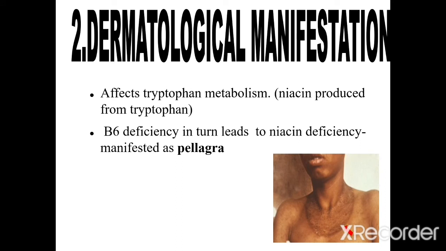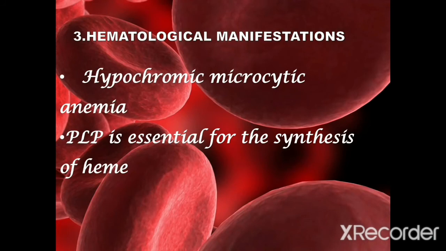Dermatological manifestation. Deficiency of B6 will affect the tryptophan metabolism because niacin is produced from tryptophan. And B6 deficiency will lead to niacin deficiency and this is manifested as pellagra. Then hematological manifestation. There will be hypochromic microcytic anemia because PLP is essential for the synthesis of heme, that is the enzyme ALA synthase, which is the key enzyme for heme synthesis, is PLP dependent.